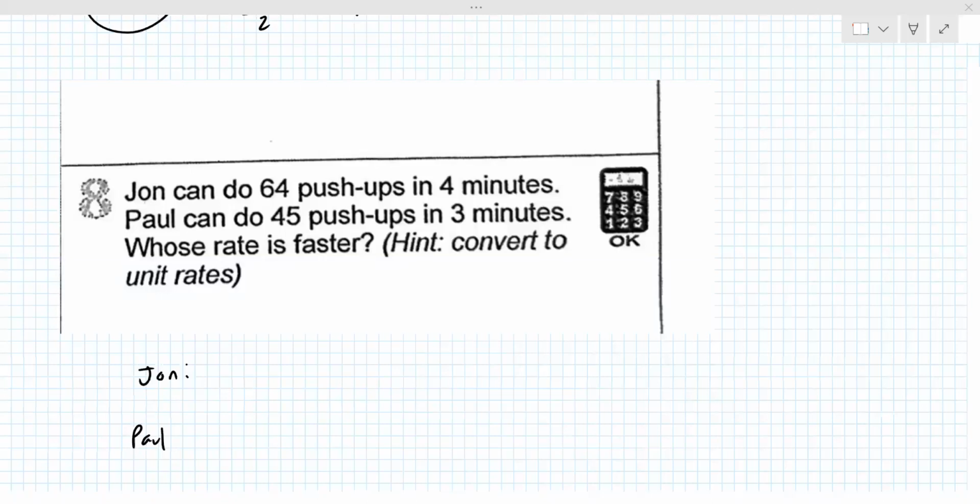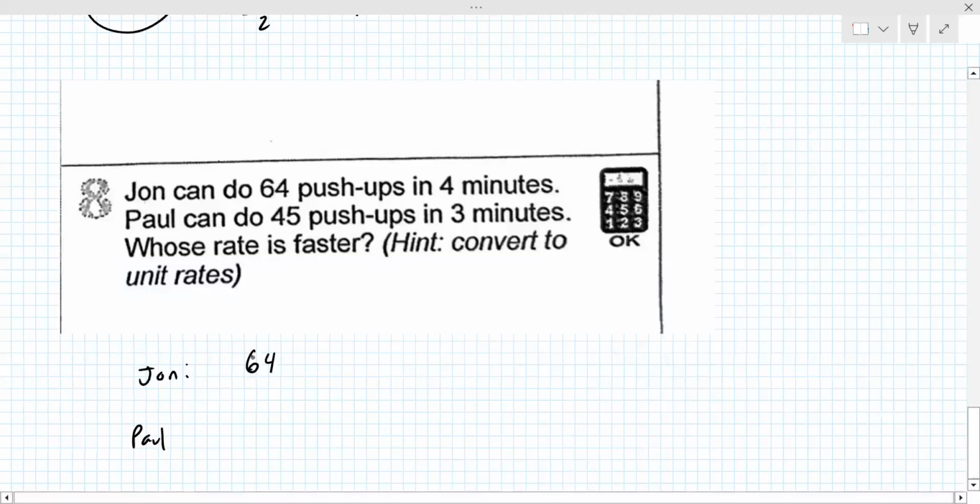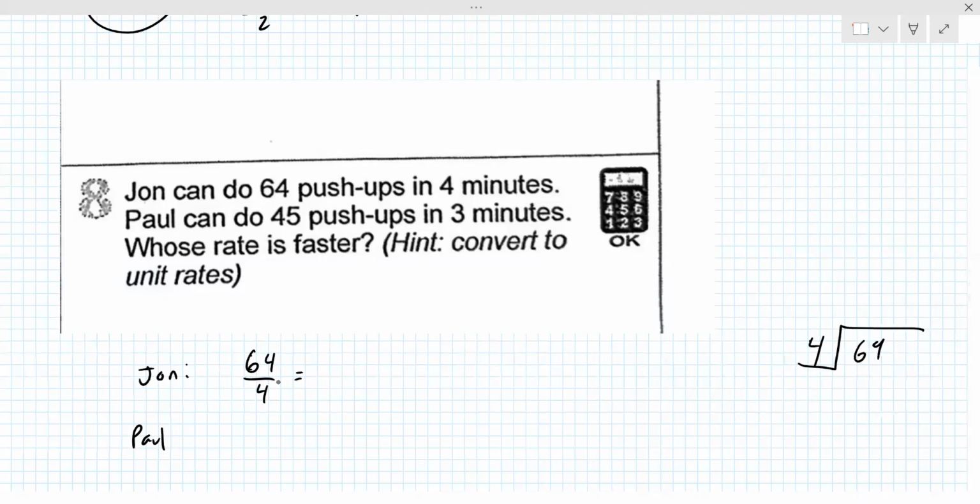So it would be 17 push-ups per minute for John, and Paul can do how many? So we need to double check, you're off by a small amount. Yeah, because what you could do is 64 divided by 4. And you can always come off to the side and do that long division that nobody likes. So 4 can go into 6 one time, with the remainder of 2.